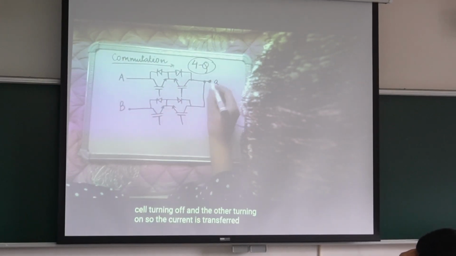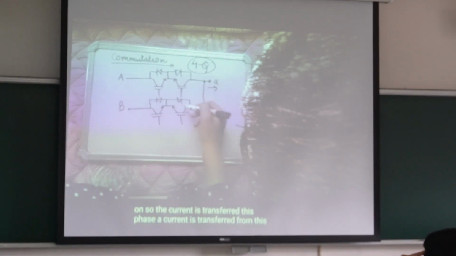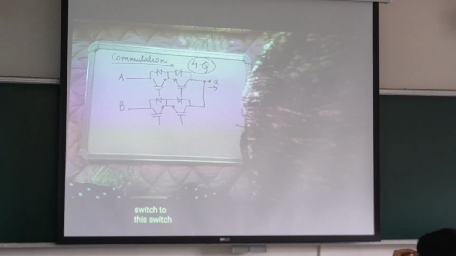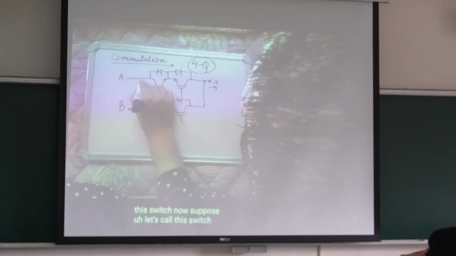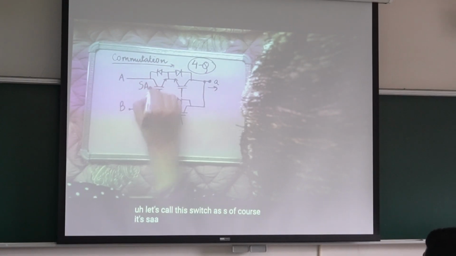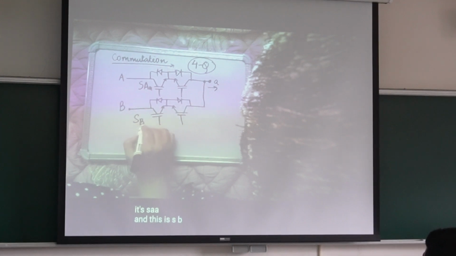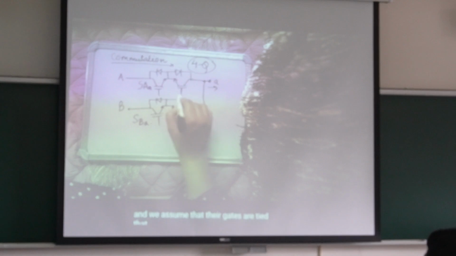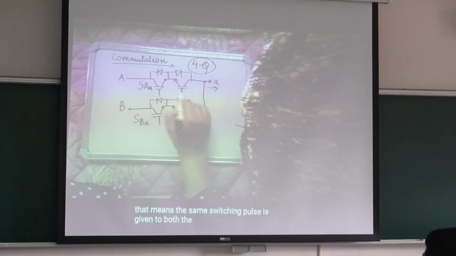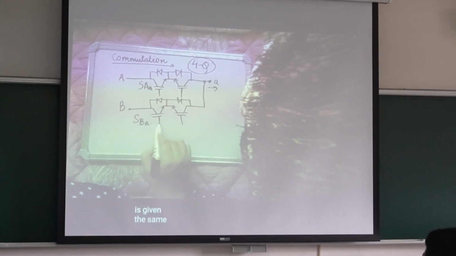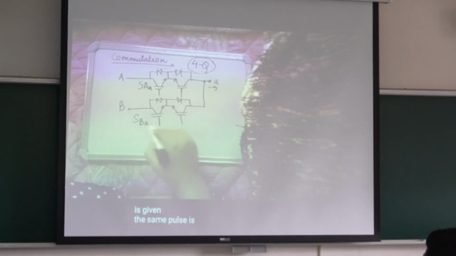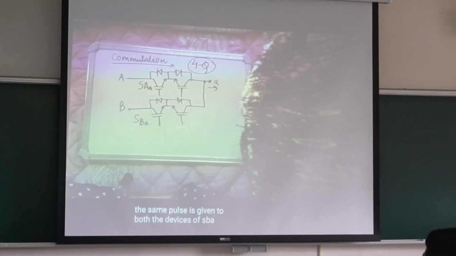So current is transferred from this phase A to another phase. This switch is turned off, another is turned on. We want to switch from A to B. Suppose we call this switch SAA, and this is SBA. And we assume that their gates are tied. That means the same switching pulse is given to both the IGBTs of the common switch cell, and the same pulse is given to both the devices of SBA.